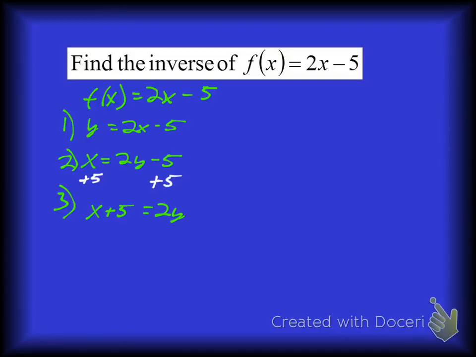Because you got to get y by itself, right? And then you're going to divide by 2. And when you divide by 2, make sure you divide everything by 2. Which becomes 1/2 x plus 5/2 equals y. Steps 1, 2, and 3.